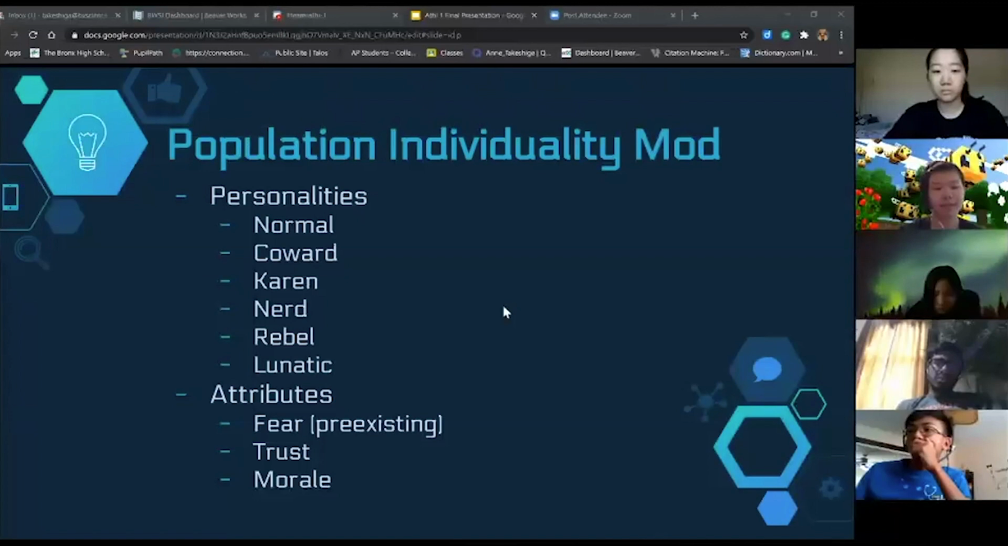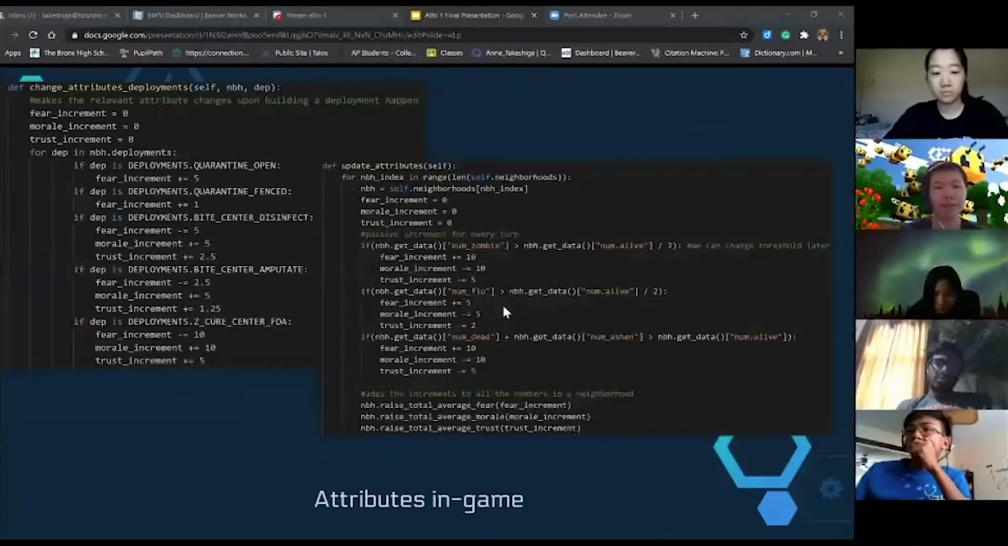So here is our implementation for the attributes in game. The way attributes are affected is that different deployments can increase or decrease attributes from building. Attributes can also passively decrease every turn depending on how many zombies, flu, or dead are in a neighborhood. The attributes are weighted on a 0 to 100 scale, where 20 is super low, 40 is low, 60 is high, and 80 is super high.